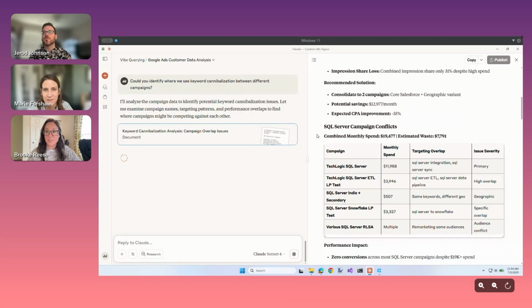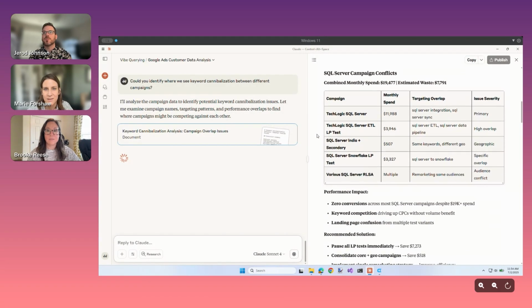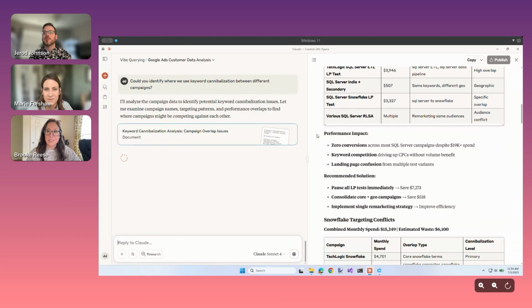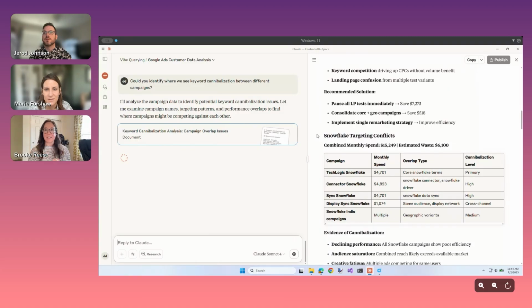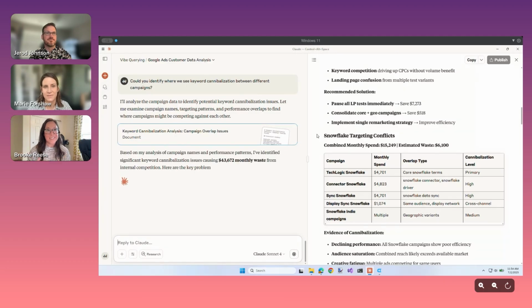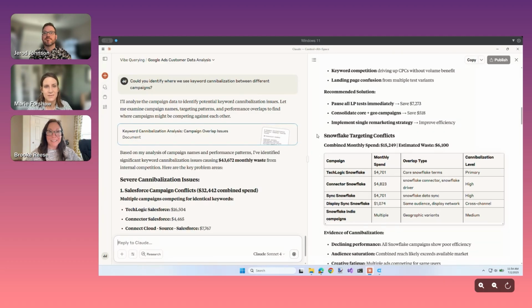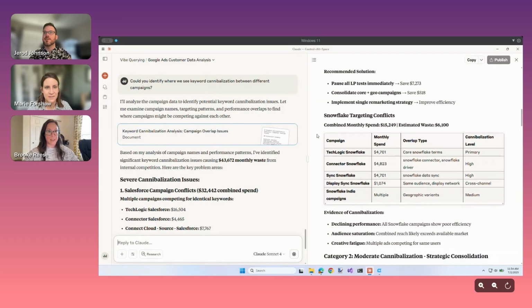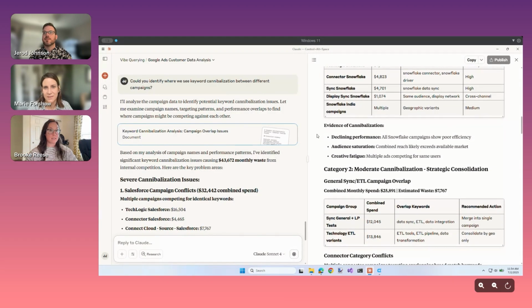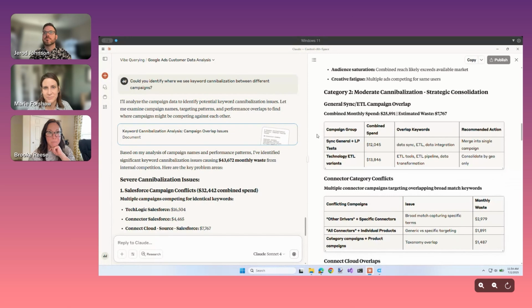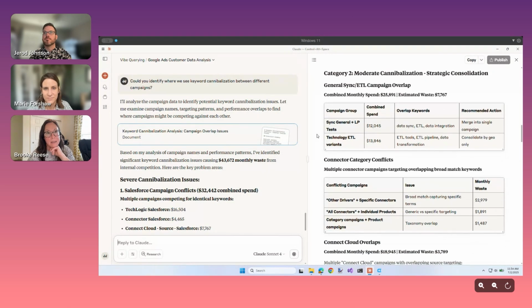Yeah. So Salesforce, SQL Server. SQL servers. And I think in our business, trying to differentiate by some of our products, people would be searching very similar things to find different products. So I expect there might be a little overlap, but having this call out where it's severe enough to have an impact on budget or spend and cost per click or cost per conversion is great. Absolutely.